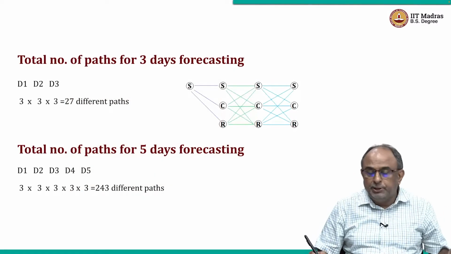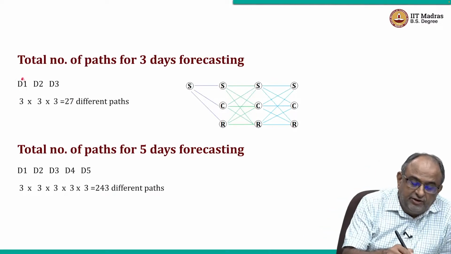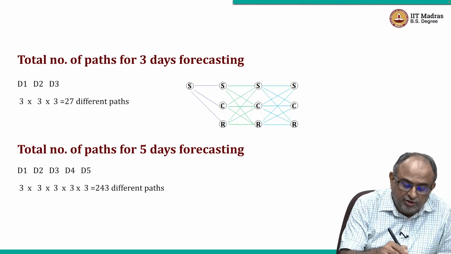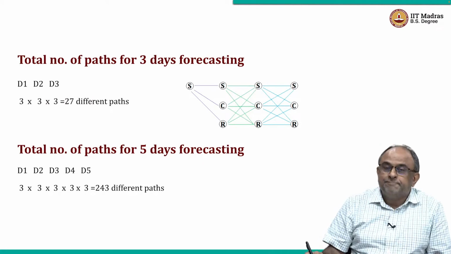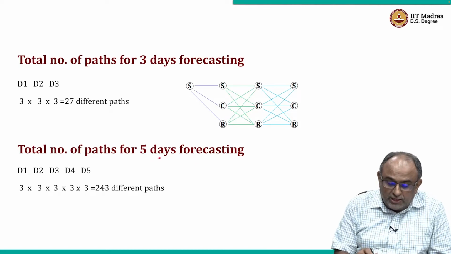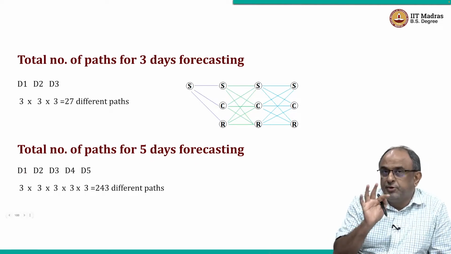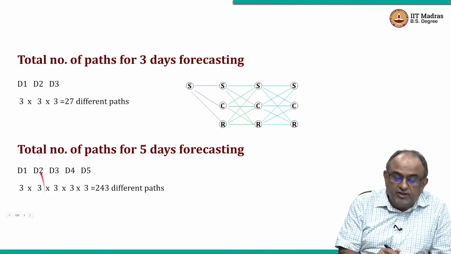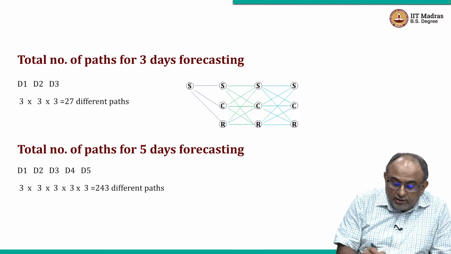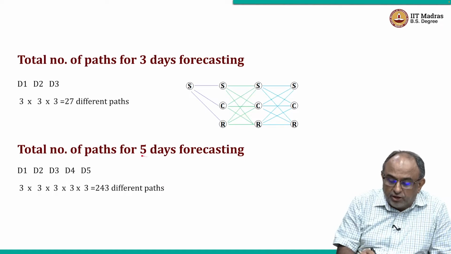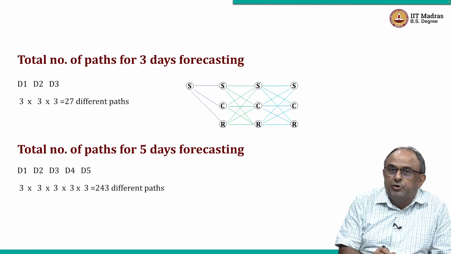Now, in the 3-day forecast, how many paths did I have to look for? First day there were 3 weather conditions, next day there were 3, final day there were another 3. So 3 into 3 into 3, 27 different paths. What happens if I want a 5-day forecast? Again assuming only 3 weather conditions, rainy, cloudy or sunny, the first day there is 3, followed by another 3 for the next day, and so on. The number of states is 3, and the number of time units I am looking at is 5.